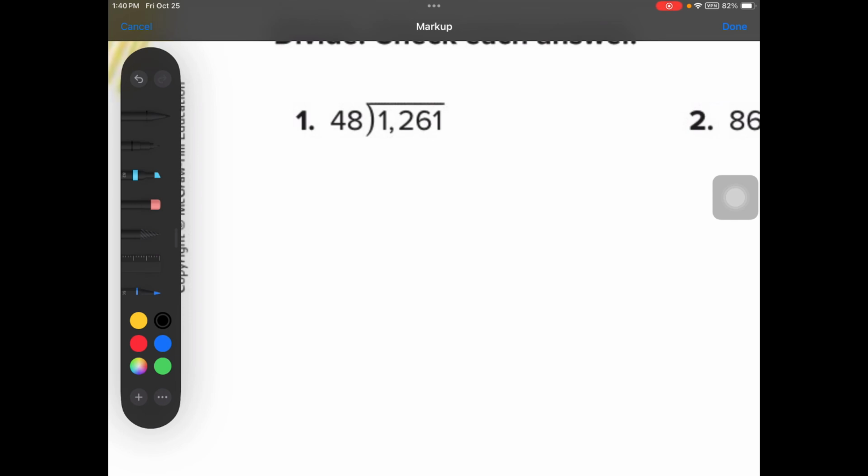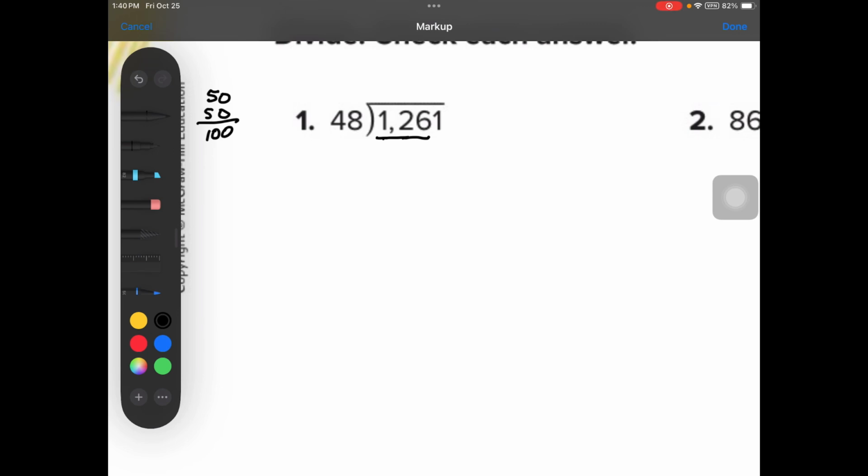48 will go into 1,261. We've got to figure out how many times it's going to work here. So 48 cannot go into 1, and it cannot go into 12, so I'm going to have to go into 126. Now 48 is really close to 50, and I know for 126 there's going to be at least 2 of those, because that would equal 100, and 126 is pretty close. I don't think I can get a third 50 into that.